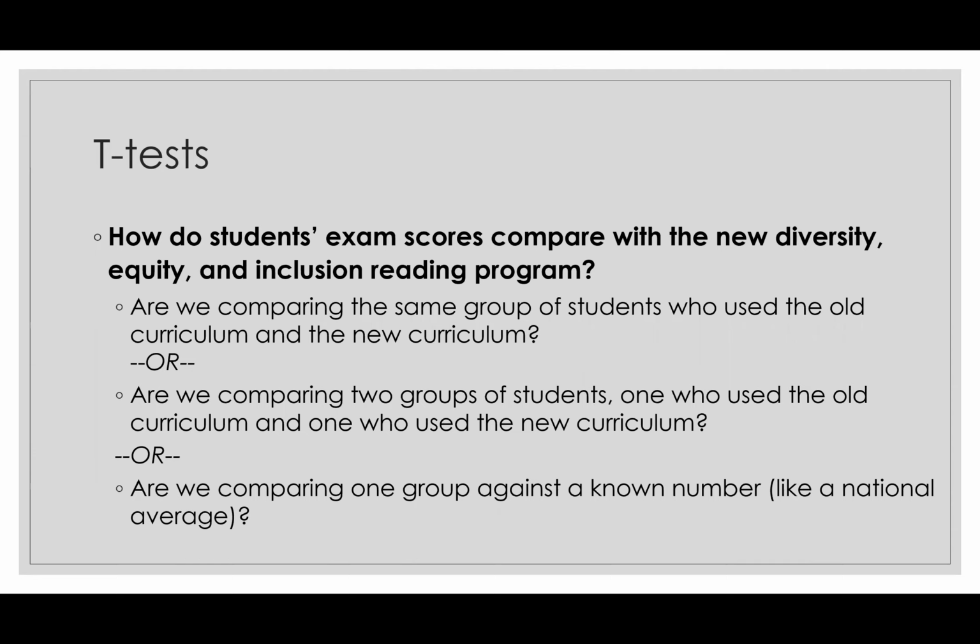So, are we comparing the same group of students who use the old and new curriculum? Are we comparing two groups of students, say from two different classrooms? Or are we comparing one classroom again to a known number, like a national average reading test score? So those are actually all three different questions and all three different t-tests, as I just described. I'm going through this rather quickly because, again, this was covered in the earlier module, but in the next slide, we'll go into some calculations.